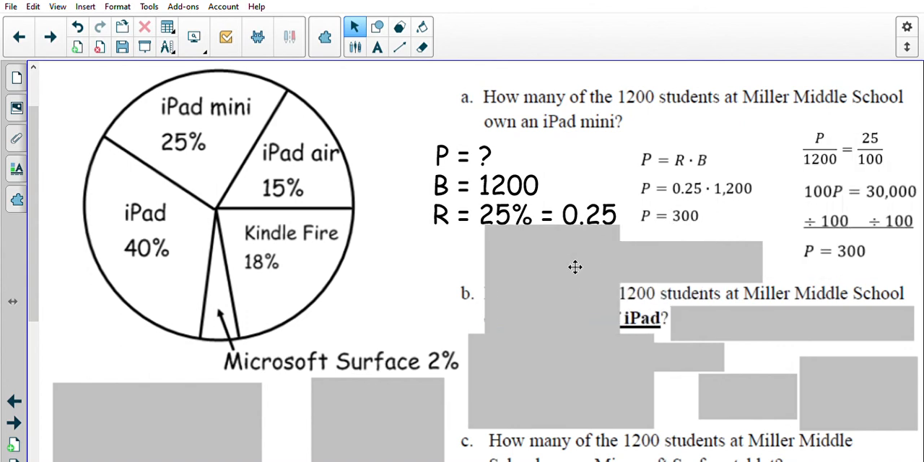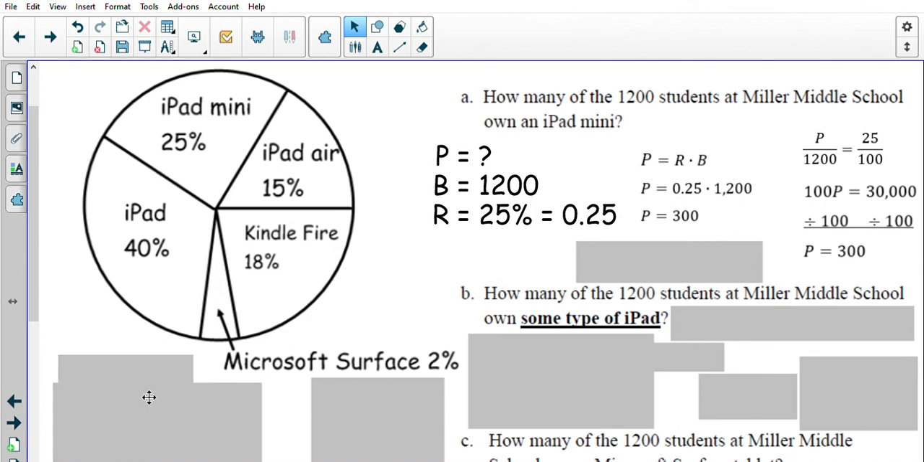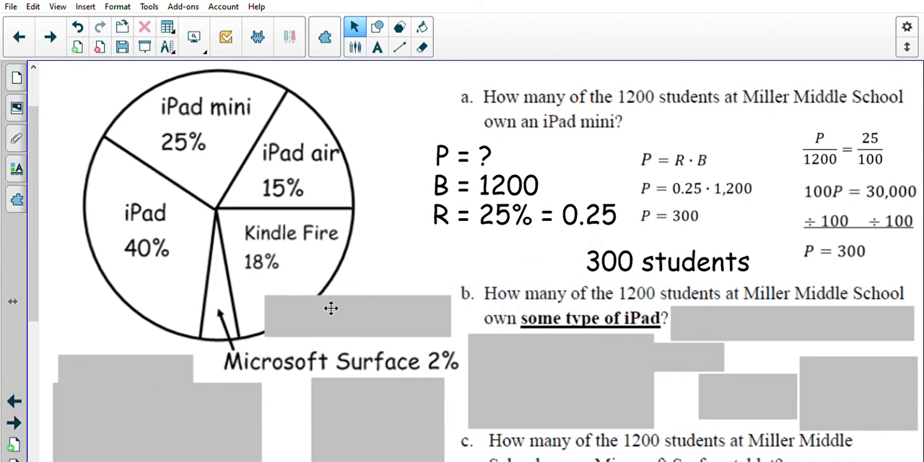The percent proportion is a little bit more work, so I don't suggest using it, but you can. It would be P out of 1,200 equals 25 out of 100. Cross multiply, and we get 300 students. That kind of makes sense. 25% of the 1,200 students will be 300.